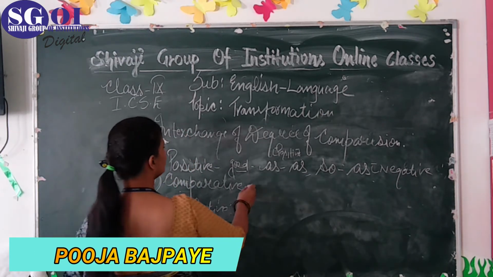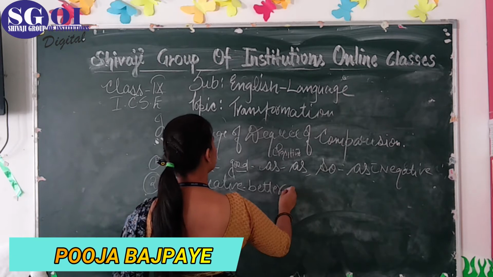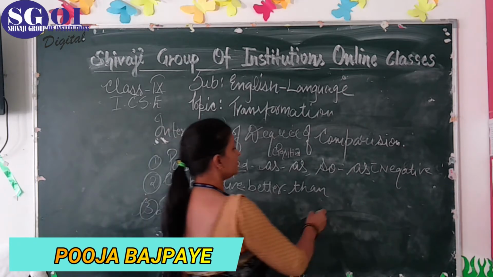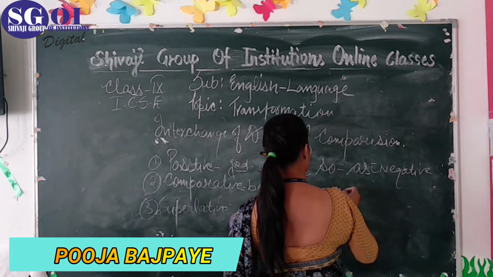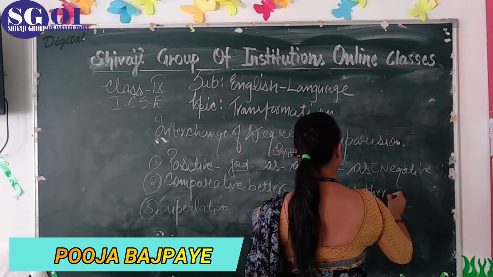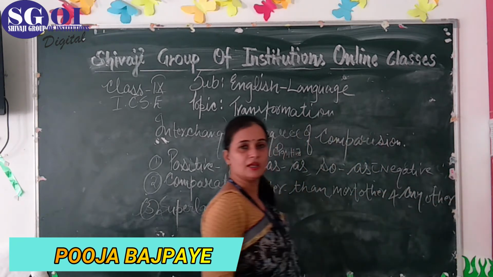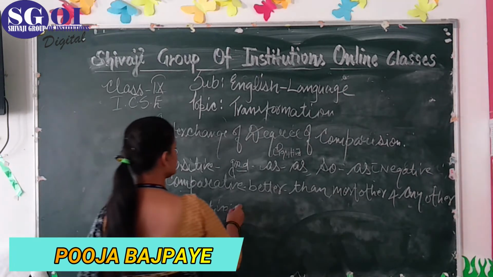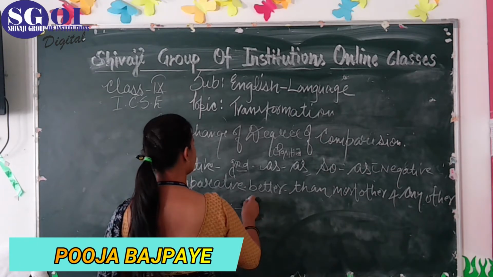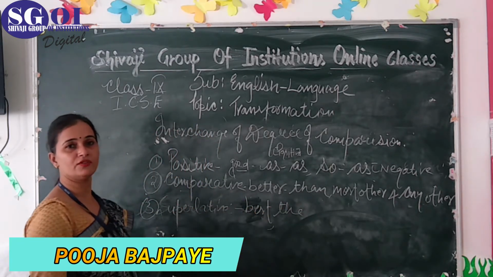Now let's see the comparative. Good, better, and we use 'than' here as a recognition. We use 'than', and we also use 'most other' and 'any other' according to sense. In the superlative degree, what do we use? In the superlative degree we use 'the': good, better, best, the, and what else do we use?